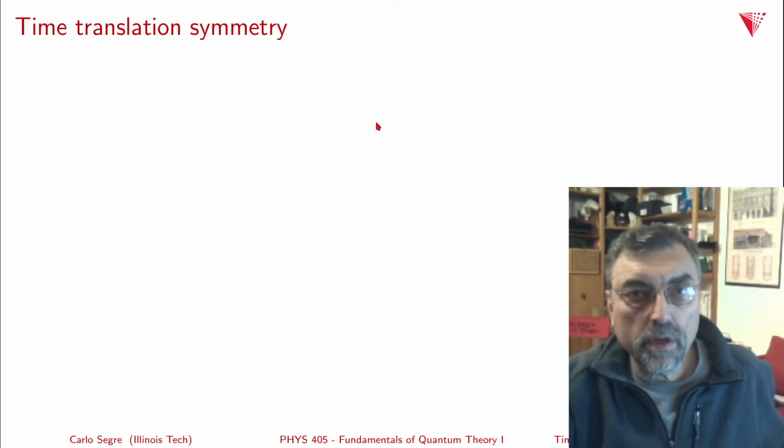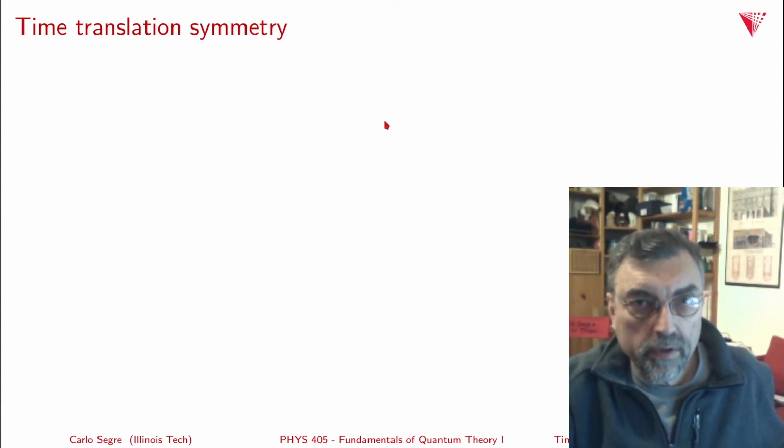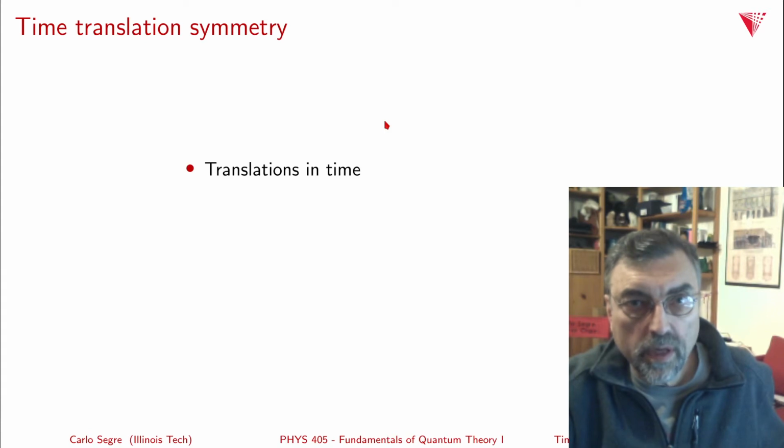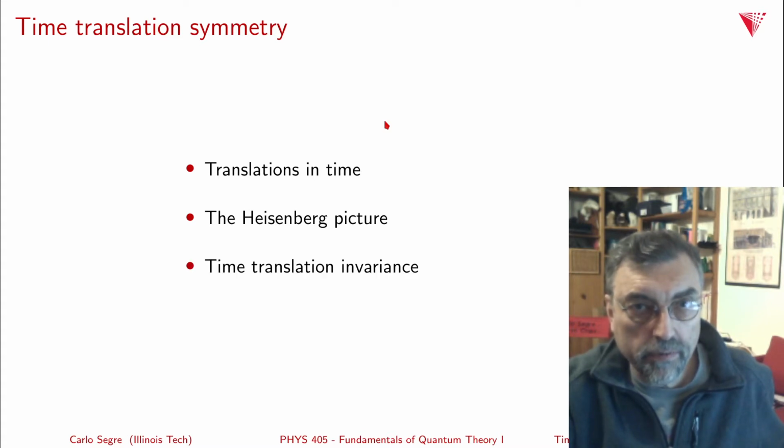We conclude our discussion of symmetry with time translation. First, we'll introduce the time translation operator. We'll talk about the Heisenberg picture of quantum mechanics, and then finally talk about time translation invariance.